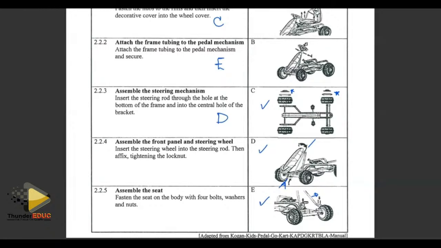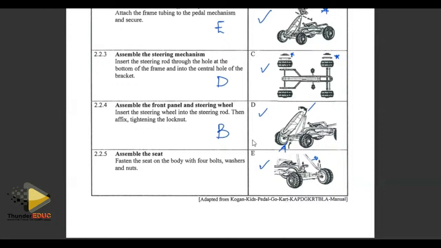All right, this says assemble the front panel and the steering wheel. Definitely, this is the one where the steering wheel is already put there. So this B is taken, B comes here. And definitely the last one has to be A.